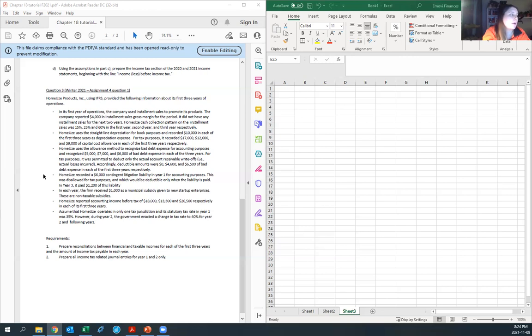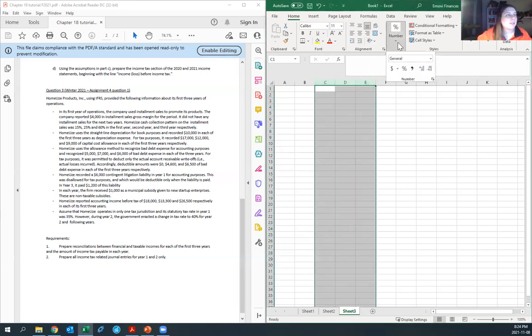So first, we're going to prepare a reconciliation between the financial and taxable incomes for the first 3 years and the amount of income tax in each year. And then we're going to prepare all of the income tax journal entries for year 1 and 2 only. So, big problem. I hope you're still awake.